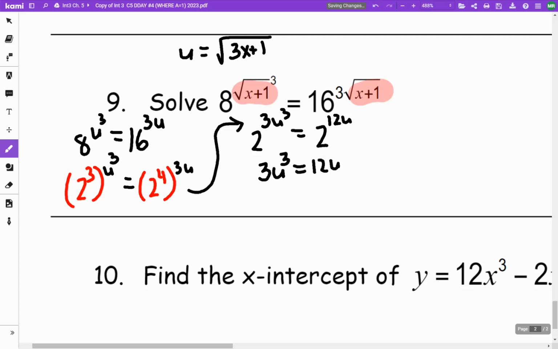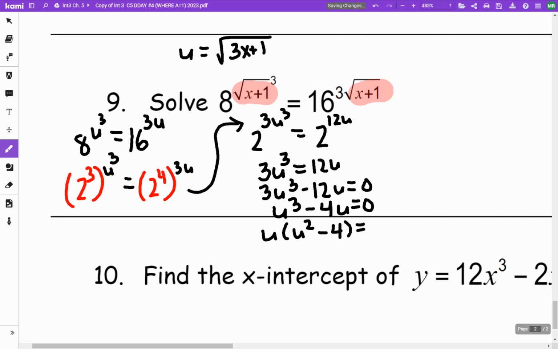I'm going to get everything on one side, 0 on the other side. So 3u cubed minus 12u equals 0. I'm going to divide everything by 3 because it's an equation, I'm allowed to divide. And then I'm going to factor. I can factor out a u from each of them. Don't divide out a u, otherwise you lose a solution. Then I can factor this again, difference of two squares. My u squared minus 4 is u plus 2, u minus 2.